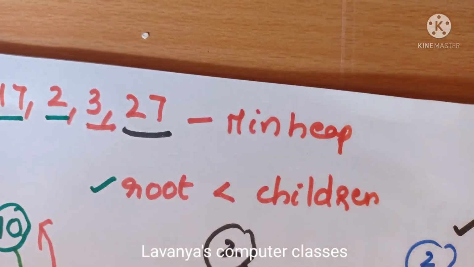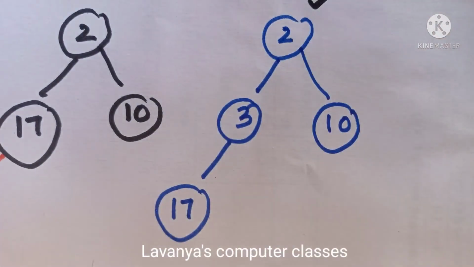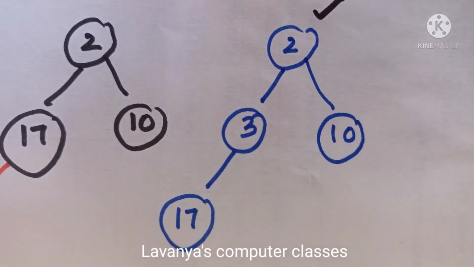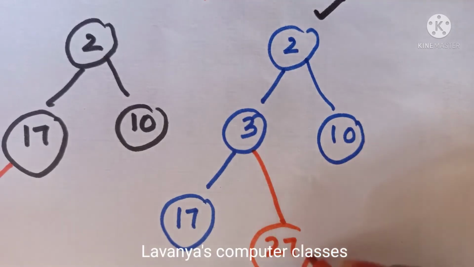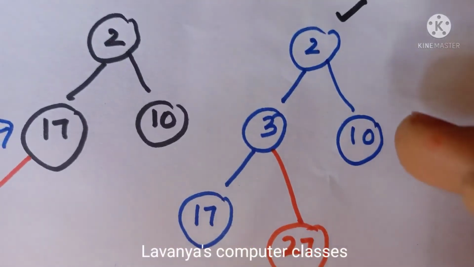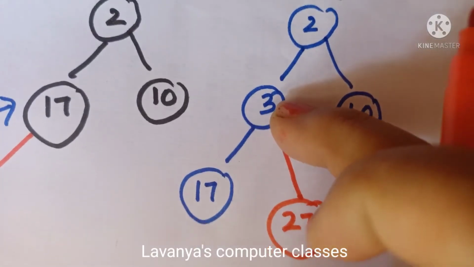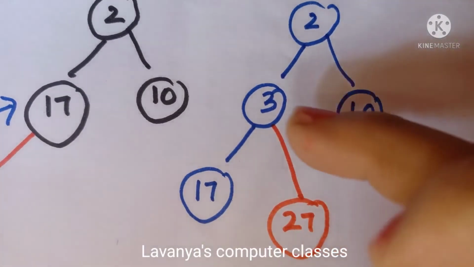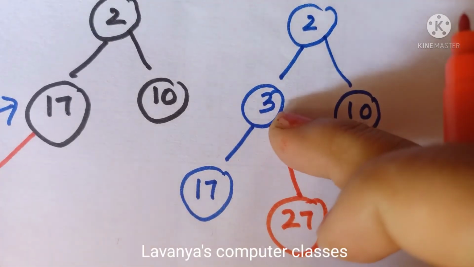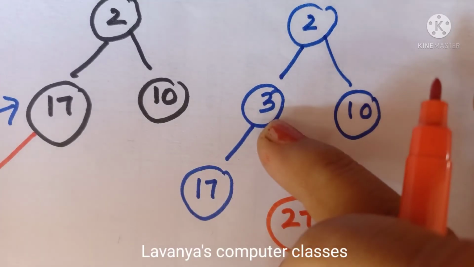Last number is 27. We add 27 here, on the right-hand side of 3. Again check the properties. Here the left subtree 3 contains two children, 17 and 27. Both children are more than the root node. That means the root node is smaller than both children. So it satisfies the min heap property.